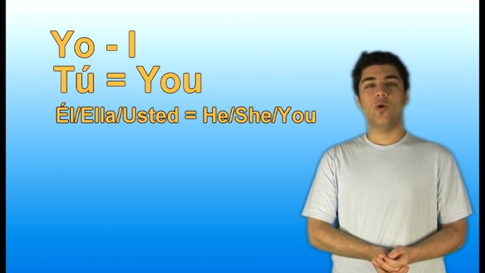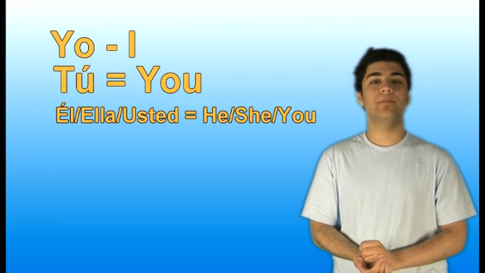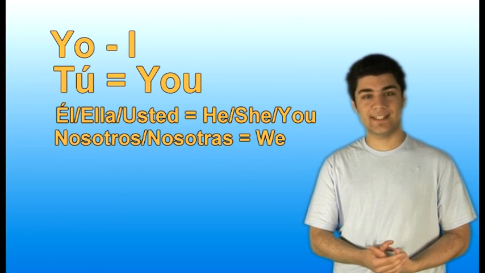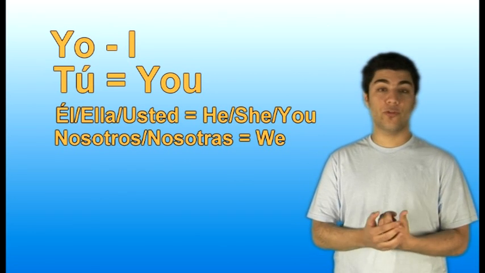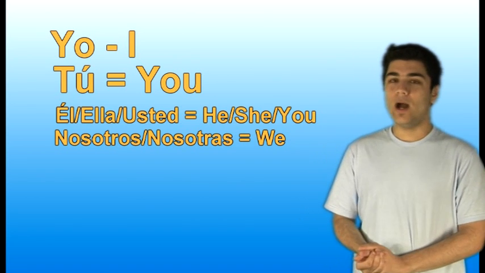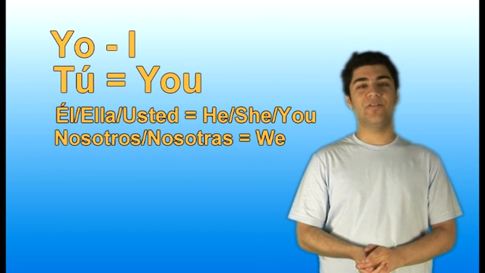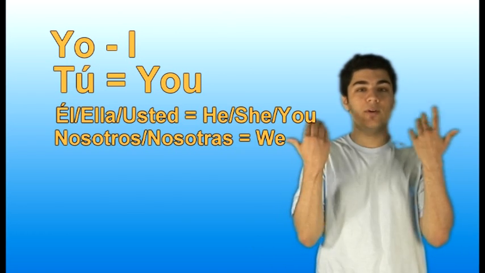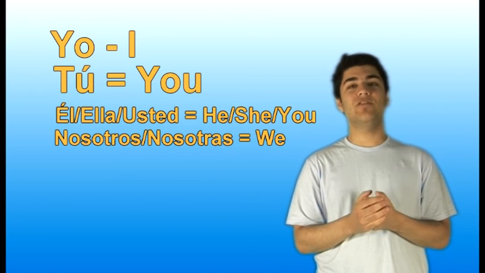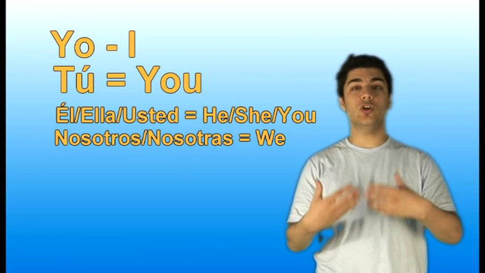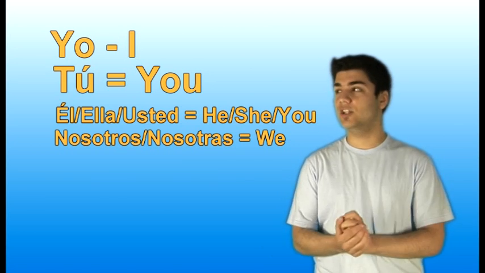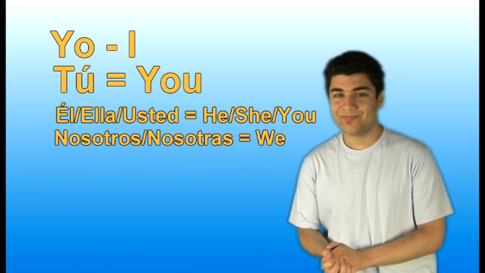The word for we, there are two words for we. It's nosotros and nosotras. So what's the difference between nosotros and nosotras? Well, nosotros is for us, the boys, or us, the boys and the girls. Whereas if you use nosotras, that means us, all the girls. So we, the girls, you'd use nosotras.